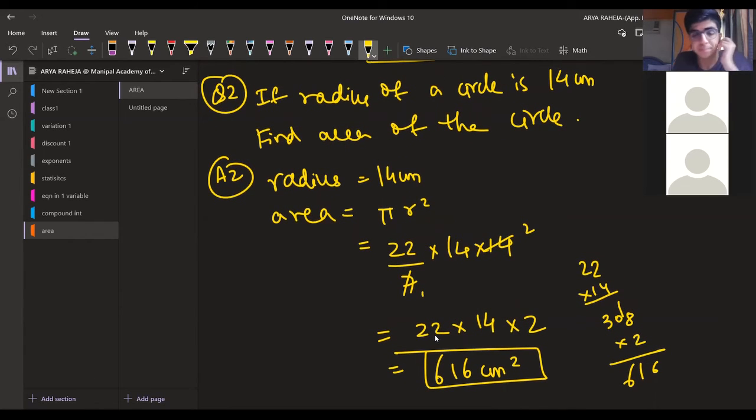Okay, so this is also done now. जल्दी लिख लो. Area of the circle is 616 centimeter square. ये सिंपल था. अनुष्का, just check your calculation if you're getting it wrong. ठीक है, नहीं तो ये क्वेश्चन तो गलत नहीं होना चाहिए.